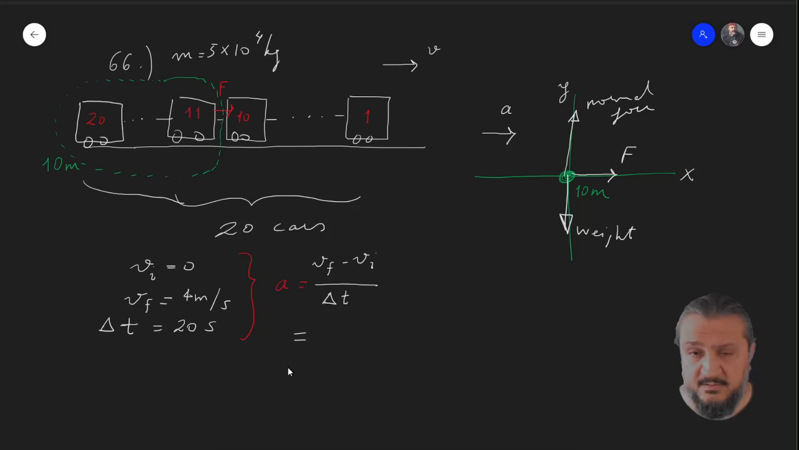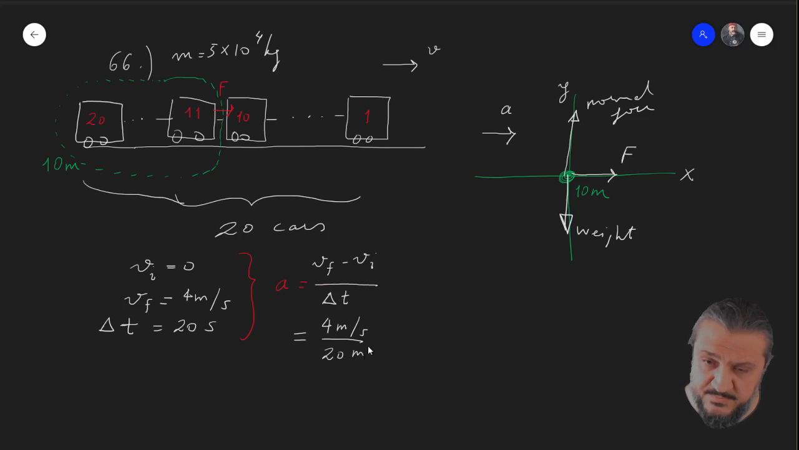This formula practically works out. So we have 4 minus 0 divided by 20 seconds. That's my acceleration, and then I'm going to multiply it by the total mass, which is 10m, and I'll be done.